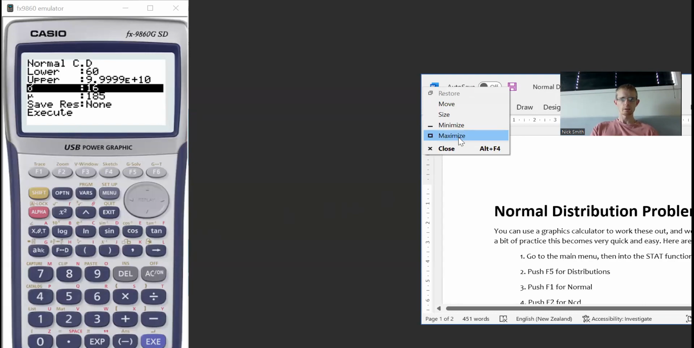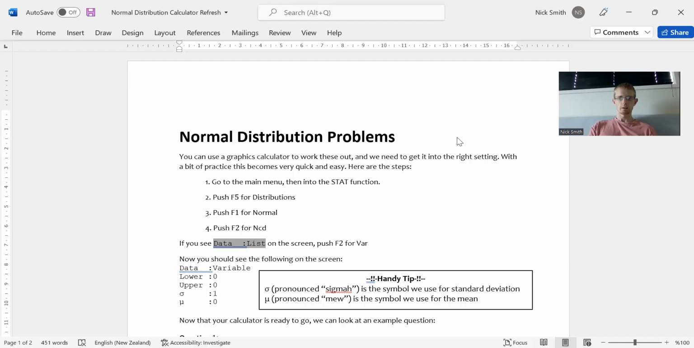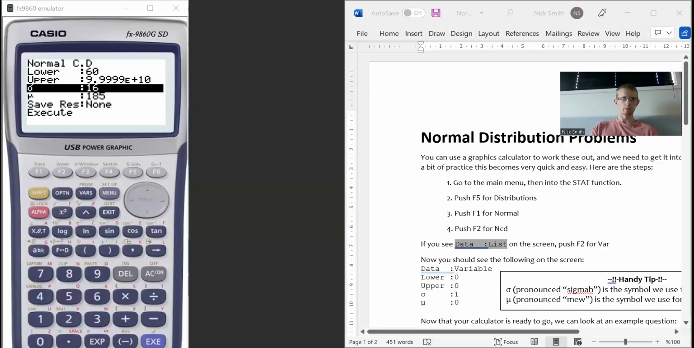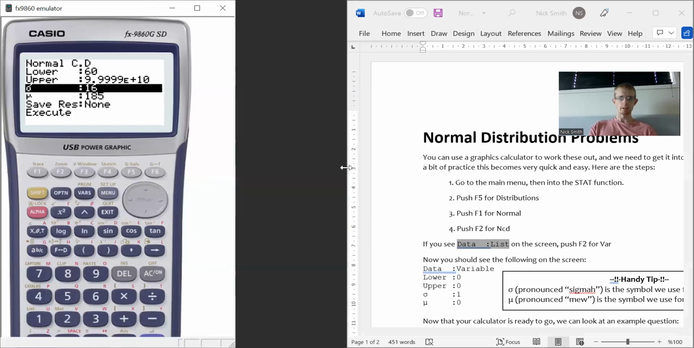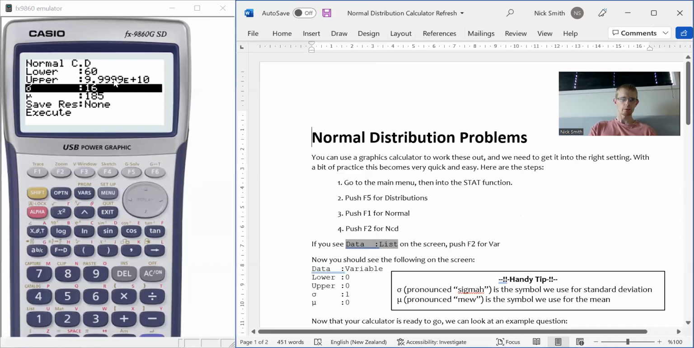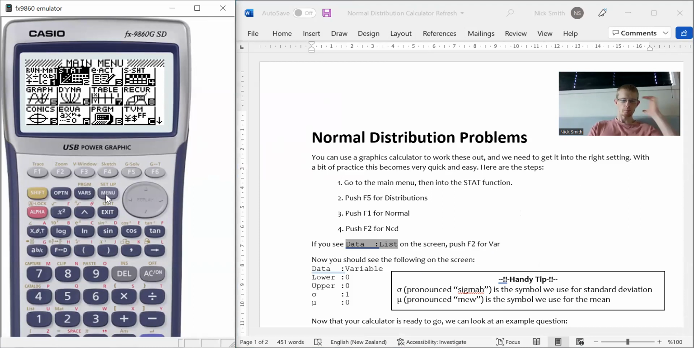I want to maximize that one. Can I go like this? Here we go. Hopefully you can see that. Okay, and so we've got the calculator over here and the normal distribution problems over there. I'll just go back to the main menu so you can see what's happening.